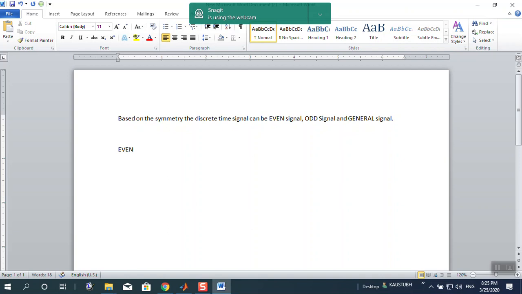Even signal means x of n is equal to x of minus n. Any signal x of n, if it follows this, then it is an even signal, and odd signal means any signal x of n, if it follows this, x of n equals minus x of minus n.